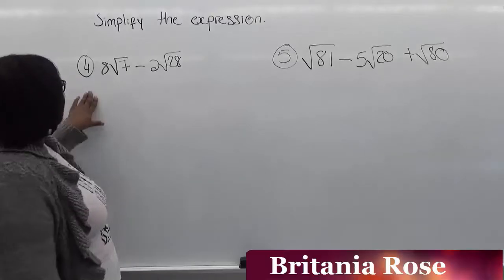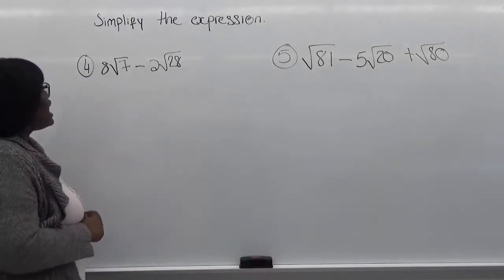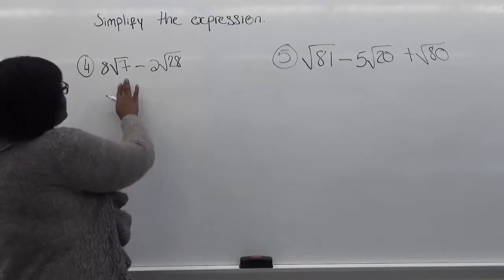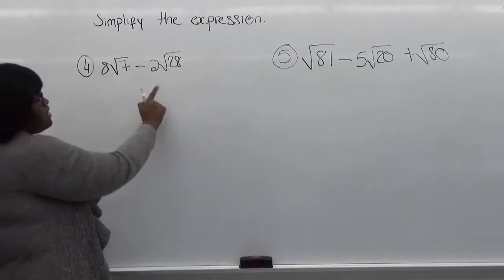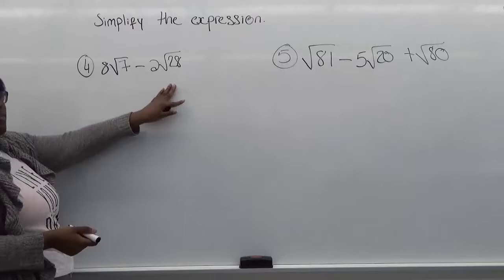Hi everyone, welcome back. Let's do question number 4. So now we have 8 times the square root of 7 minus 2 times the square root of 28. Again, 7 and 28 are not the same number, but first let's reduce the square root of 28. We're going to do that in terms of perfect squares.